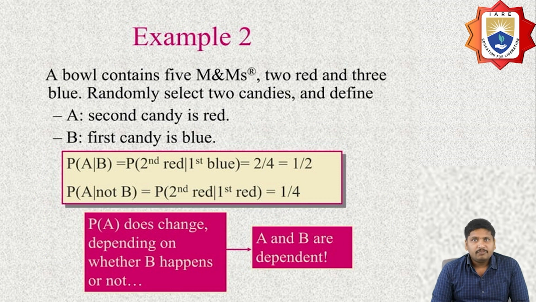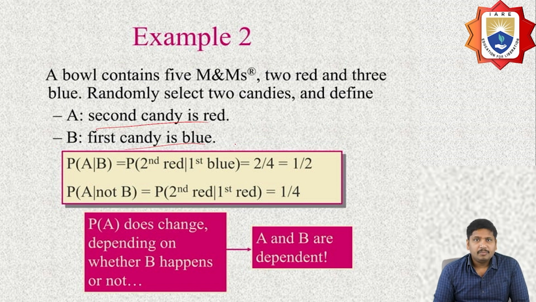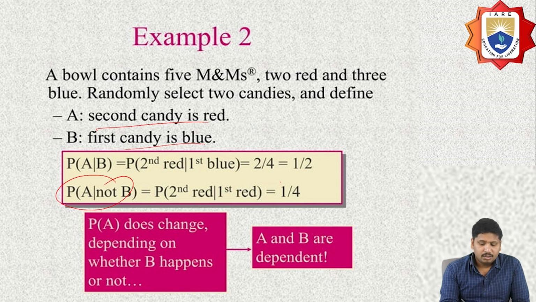Example 2: a bowl contains 5 candies, 2 red and 3 blue. Randomly select 2 candies and define A as the second candy being red and B as the first candy being blue. The probability of A given B means the probability of the second candy being red given the first. And probability of A and B means the probability of second red and first red, which is 1 by 4.